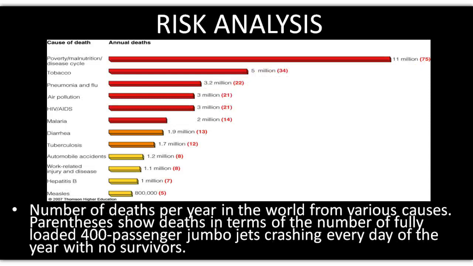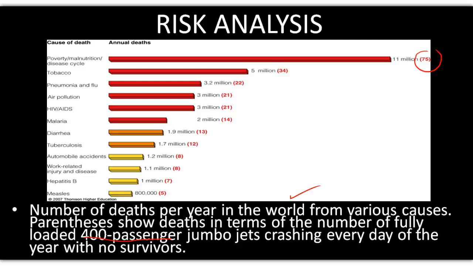This was really an odd way of making the comparison, but it's what our book used: looking at the number of 747s that could crash. If each one had 400 passengers on it, then for poverty, this is 75 planes' worth of deaths per year in the world from various causes. So we'd have to have 75 passenger planes crashing every single year. That seems to me like it needs to be a little bit higher, but okay, I'll just go with it. Just look at the comparison.